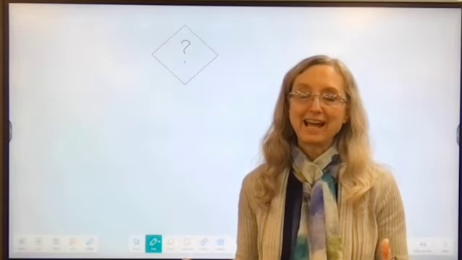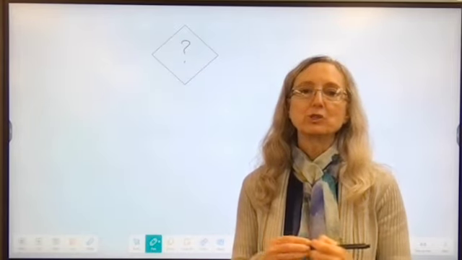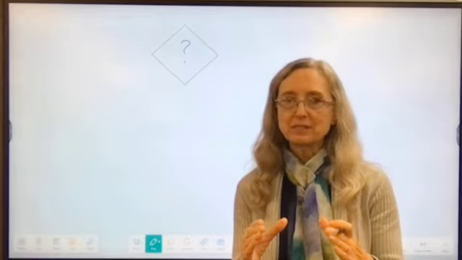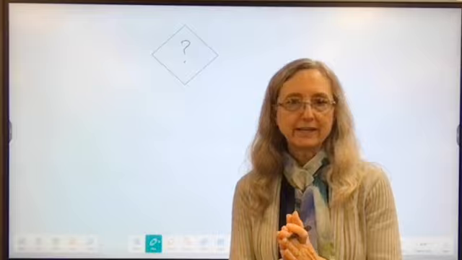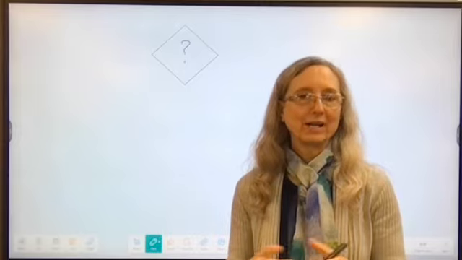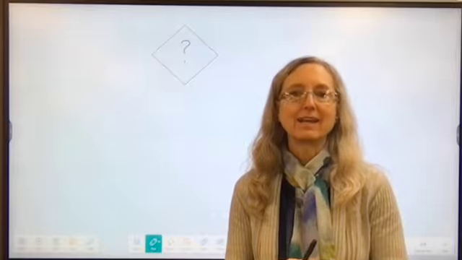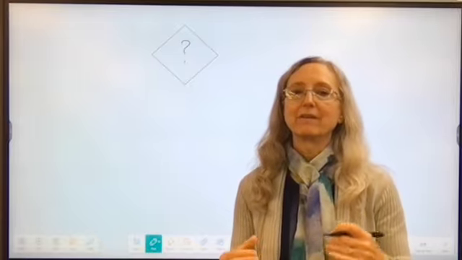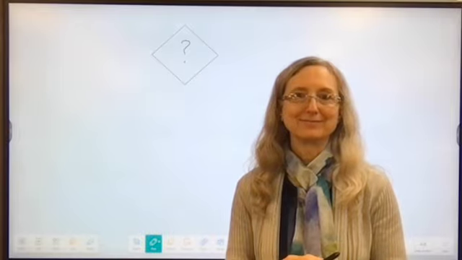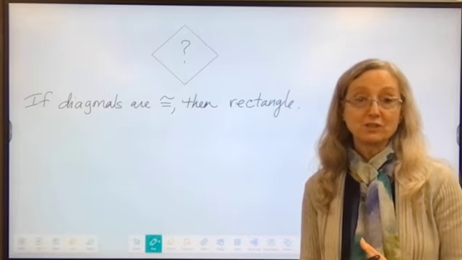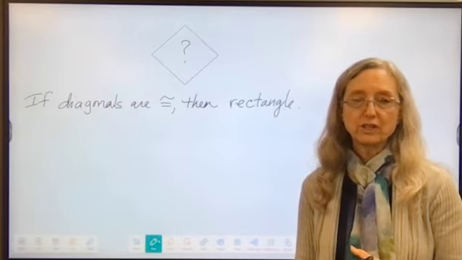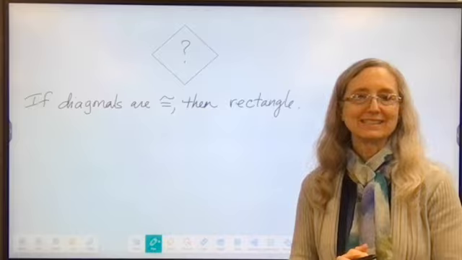Okay, now I have a parallelogram. I'm trying to assign it a very specific name. What's the most specific category I can put this parallelogram into? So I need to look at its characteristics. Now I'm going backwards. From the characteristics, what shape is it? So let's look at the diagonals. If the diagonals are congruent to each other, right away it is a rectangle.